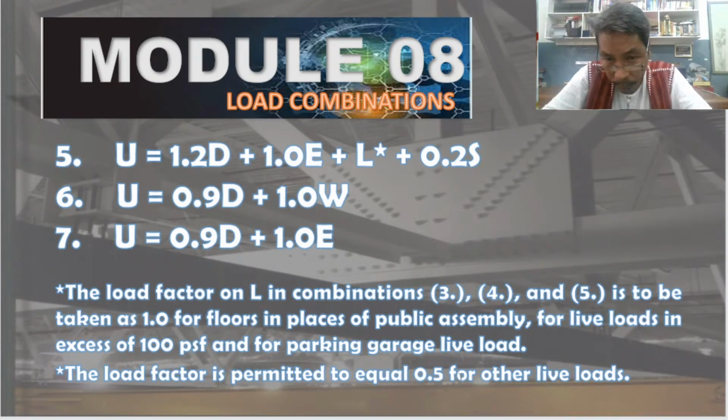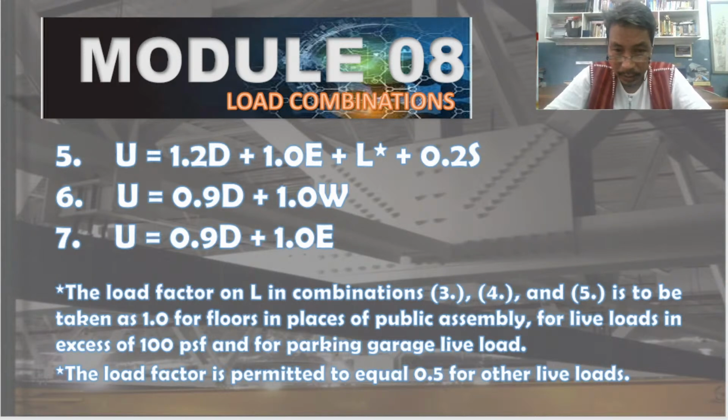to 0.5 for other types of live loads. Okay? Because we can use 1 for places of public assembly. We do not know if the example is for public assembly. So, we can use 0.5. Okay? For live loads in excess of 100. So, the live load is not in excess of 100 because it is only 80. It is only 80. That's why we can use 0.5.